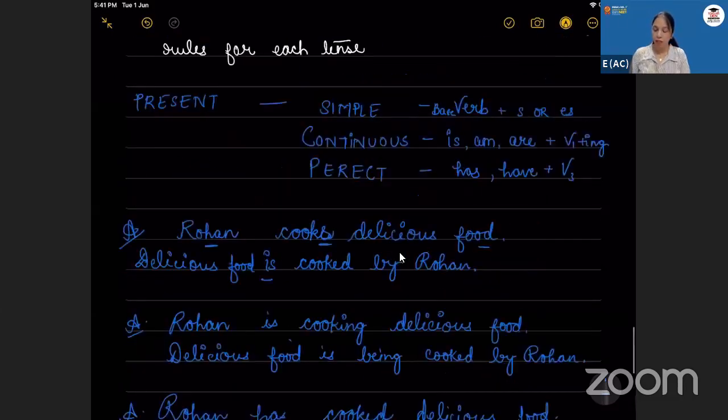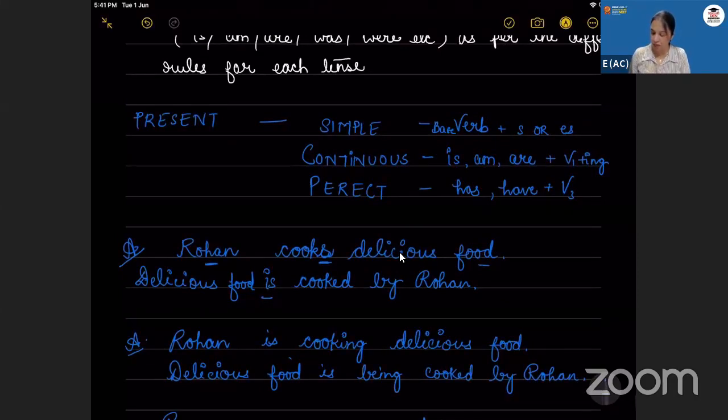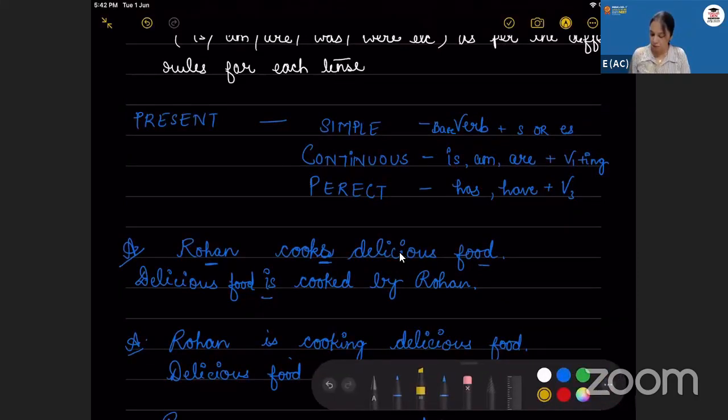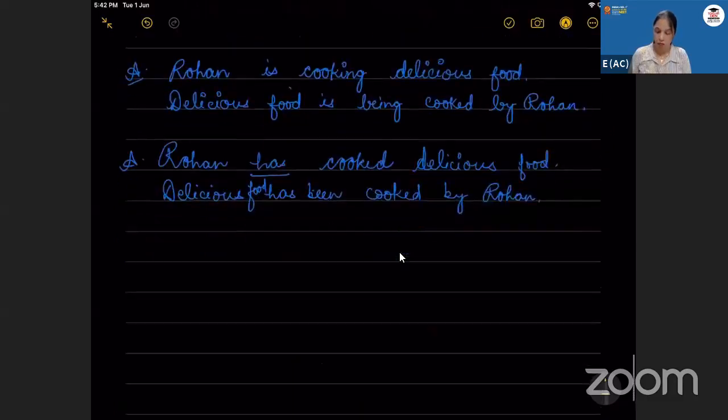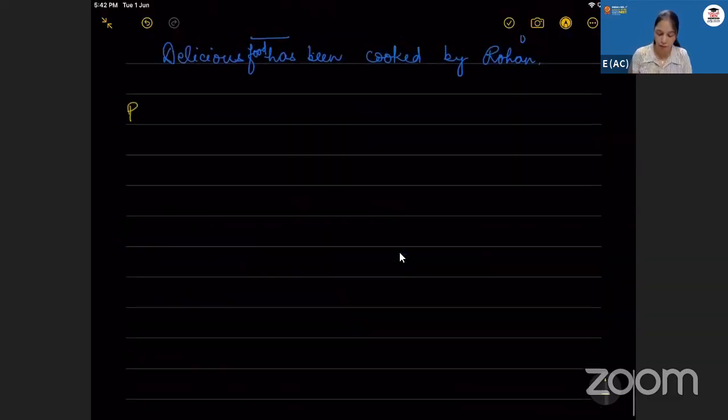So what we converted in simple present, it is always is, am, are plus the third form of the verb. On the left I am writing is, am, are. In continuous, being will be added, and in perfect only been will be added. Clear? Now we move on to past.